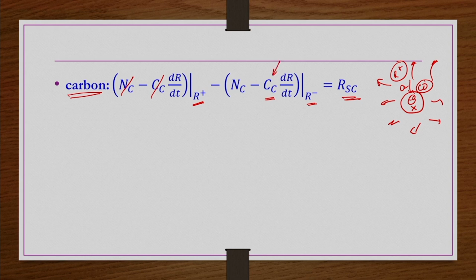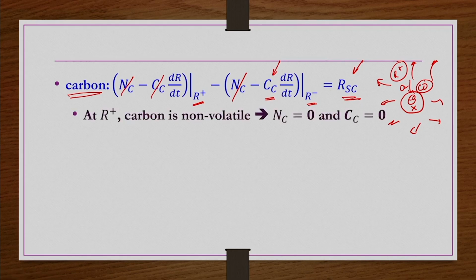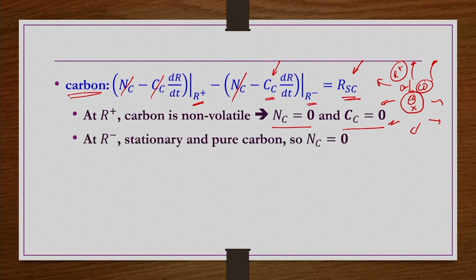So, Cc is pure, so then inside the particle there is no flux, so then Nc is 0, and then Rsc is that rate of reaction with respect to carbon, C stands for carbon, right. So, at R plus carbon is non-volatile, so Nc is 0 and then Cc is also 0 because towards gas there is no carbon at all. So, obviously Cc would also be 0. At R minus stationary and pure carbon is there, so Nc is 0, Cc would be there.